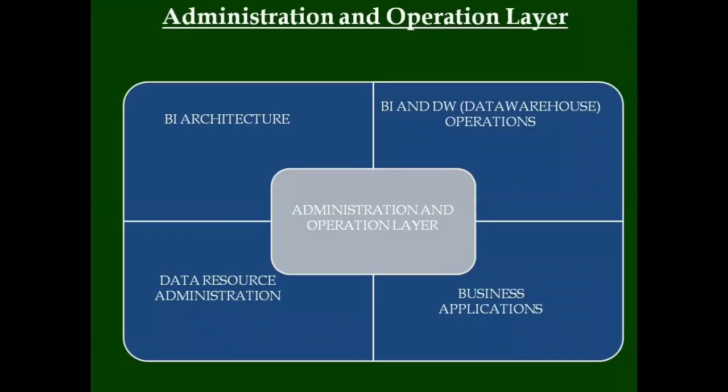So as we have already discussed, BI has three layers. The first is the business layer, and the business layer has business request, business value, program management, and development, which we have already discussed. Now we are on the second layer of the BI framework, the administration and operation layer. This layer has four elements: business intelligence architecture, business intelligence and data warehouse operations, data resource administration, and business applications. So let's discuss it in detail.